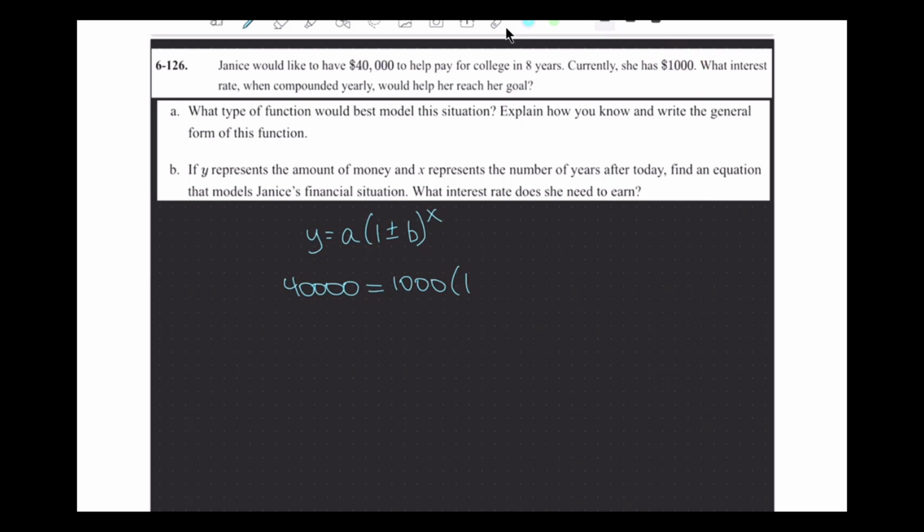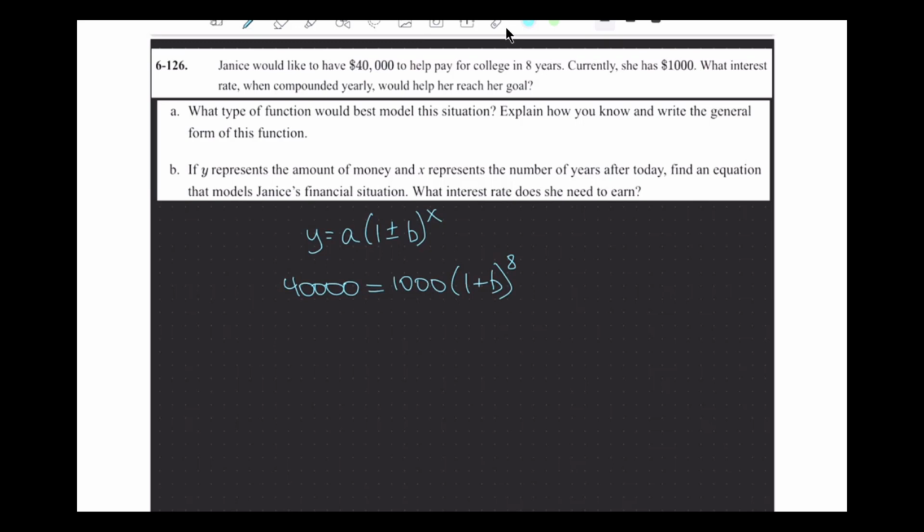We know I got her a 1. Do you think it's going to be a plus or a minus? It's going to be a plus, right? Because she wants to make money, so she wants to have an increase. So it's going to be plus our rate. We don't know what the rate is. That's what we've got to find out. That's our B, and that's going to be raised to the 8, because of the years, right?